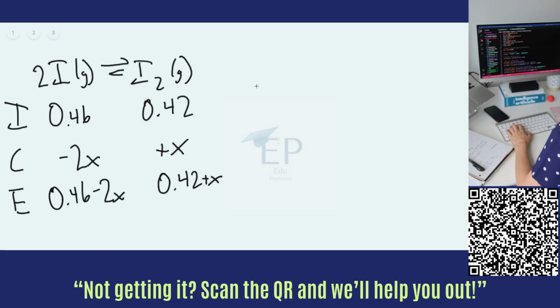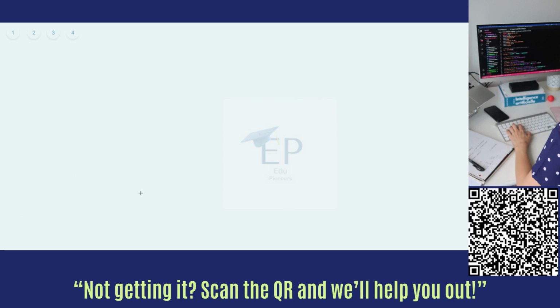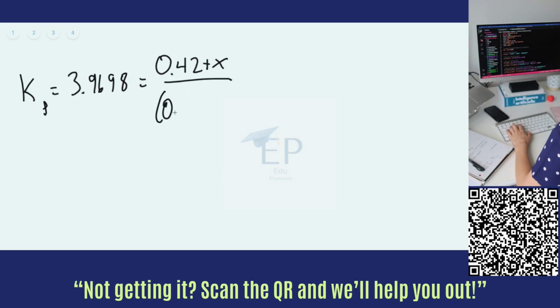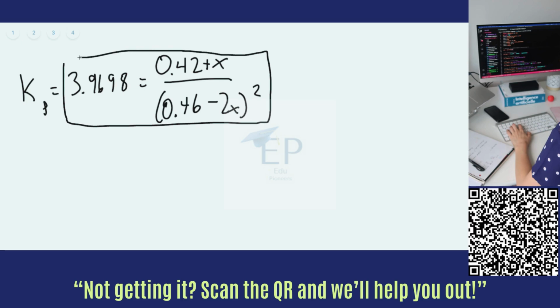And so now we can set up our Kp equation, since we know our Kp equals 3.9698. And I'll go to a new page for this. So our Kp equals 3.9698, which equals the partial pressure of I2, 0.42 plus x, over the partial pressure of I, 0.46 minus 2x squared. And so now we take this and rearrange it into a quadratic so that we can solve for x.